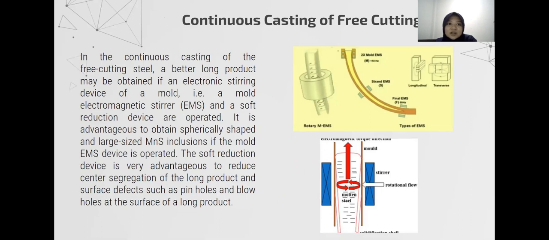In the continuous casting of the free cutting steel, a very good long product such as bloom or billet may be obtained if an electromagnetic stirring device of a mold, like a mold EMS, and a soft reduction device are operated. It is advantageous to obtain spherically shaped, large size MnS inclusion if the mold EMS device is operated. The soft reduction device is very advantageous to reduce center segregation of the long product and surface defects such as pinholes and blowholes at the surface of the long product.